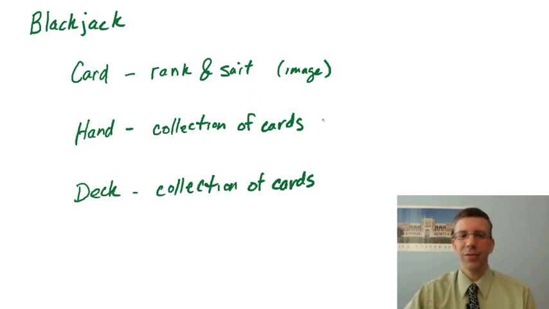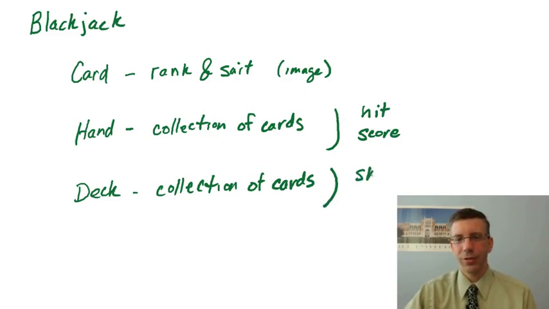What about a hand? What can I do with a hand? Well, a hand has more interesting behaviors. I can perhaps hit, right? Add a card to the hand. I could score the hand, figure out what it's worth, right? Maybe it's worth 21, and I know that I don't need to hit anymore. So I need these behaviors at least. What about a deck? What can I do with a deck? Well, I would argue that you can shuffle a deck. You can deal a card, right? When a player hits or when you deal in the beginning.